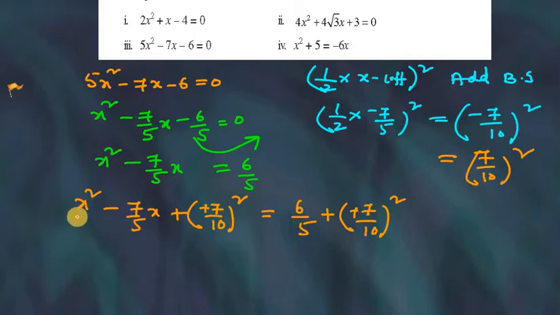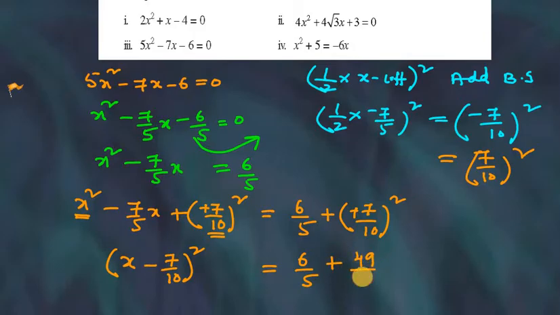Now if you observe, this is a square, this is b square, this is 2ab. So I can write a square minus 2ab plus b square as a minus b whole square. So that is equal to 6 by 5 plus I can get it as 49 by 100.